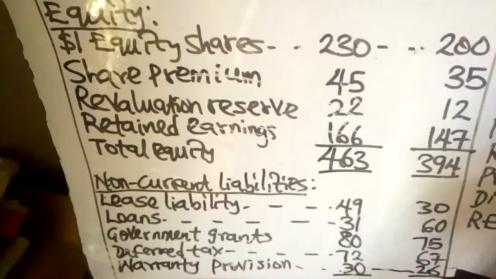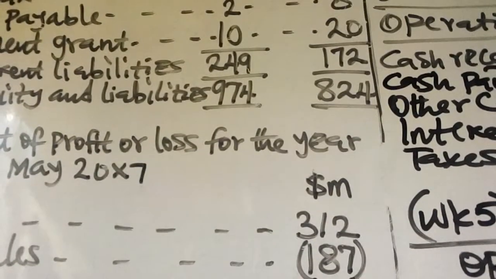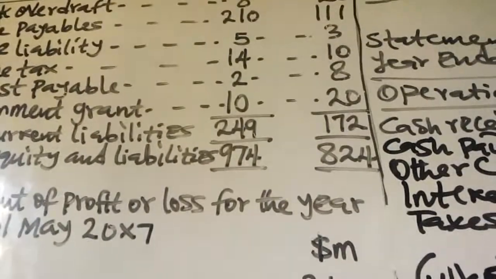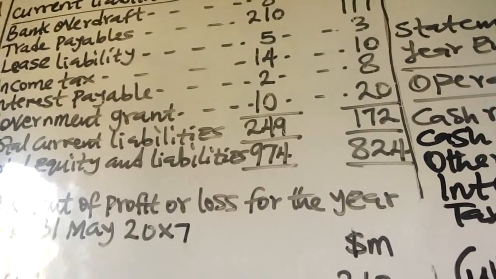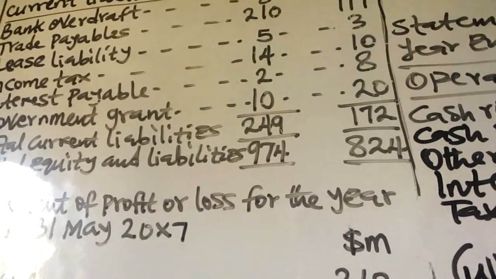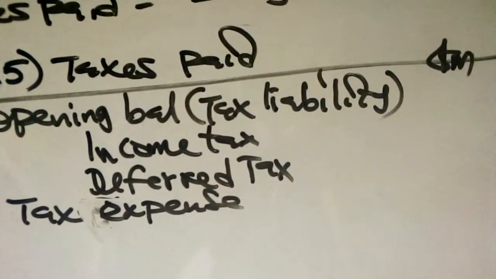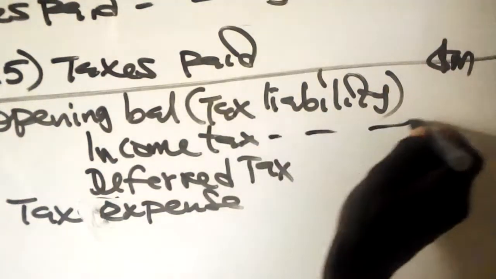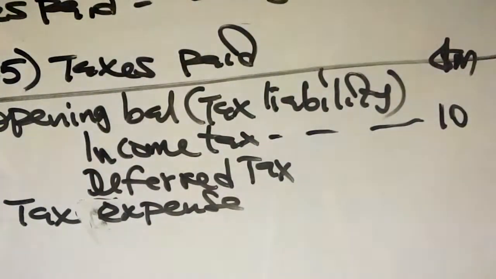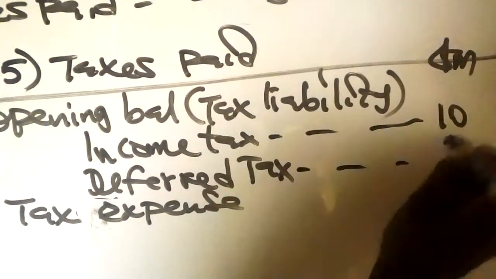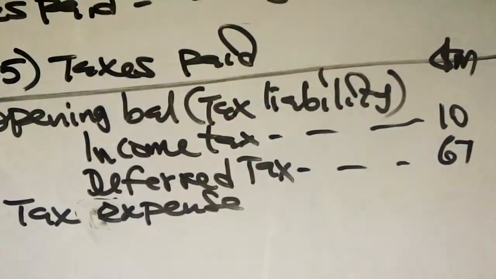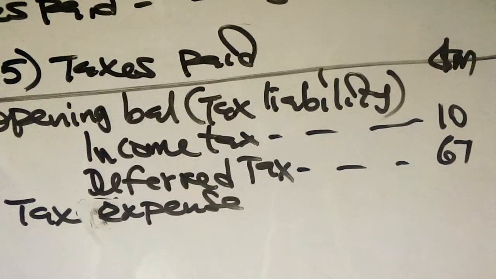So we are starting with the opening balances. Under current liability, you have an opening balance of 10, that is your income tax. Now let's start with that. The opening balance of income tax is 10. Then the deferred tax, the opening balance under non-current liability, is 67. Then in our statement of profit or loss, we have tax expense, that is taxation of 22.